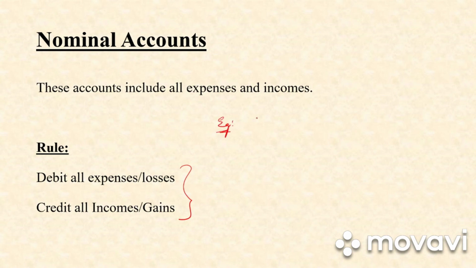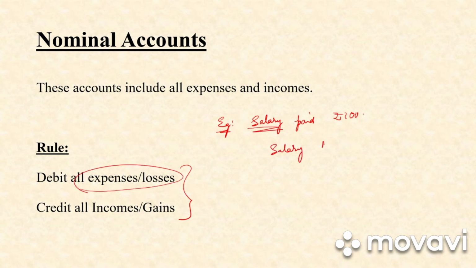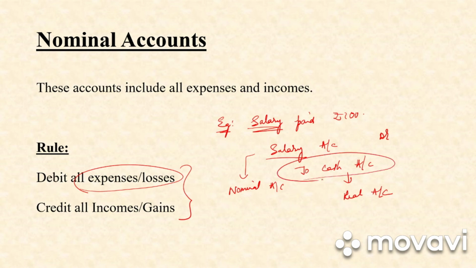Say for example, salary paid rupees 100. So what is the expense here? Salary is an expense. So we are debiting salary account. And what will be credit? What are we paying? Cash. So to cash account. So salary account is nominal account and cash is real account. What is the rule for real account? Debit what comes in, credit what goes out. So cash is going out, so we have credited it. And salary is an expense, so we are debiting it.